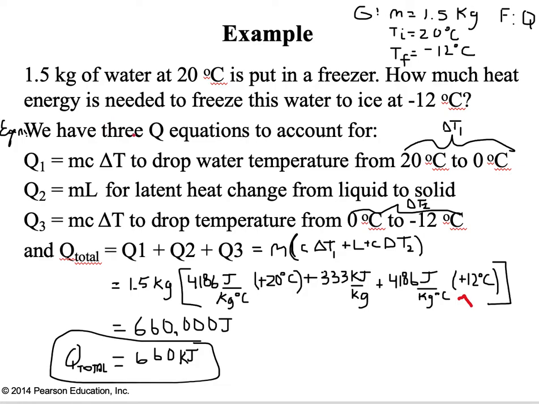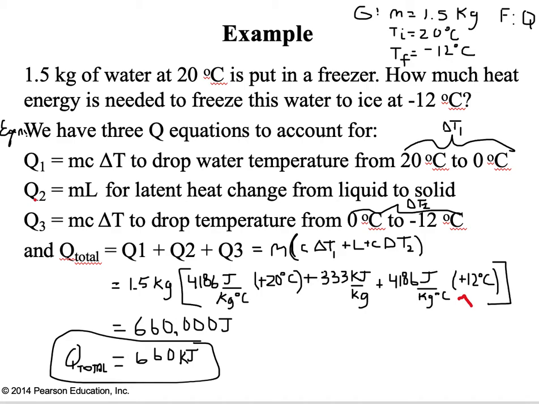So we have to go through 3 Q equations to account for the total amount of heat that's going to be removed from this water. The first Q that we need to go through is MC delta T. That's equation number 1, because we're dropping the water temperature from room temperature, 20 degrees Celsius, down to freezing, 0 degrees Celsius. That's the first delta T.